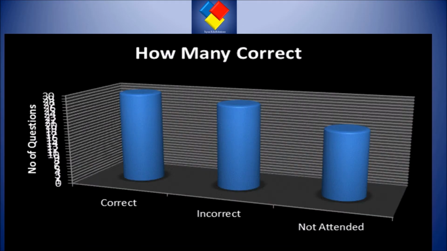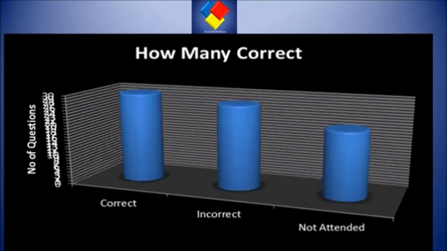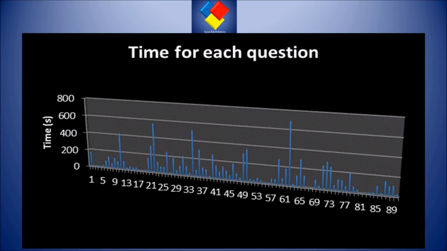Now this graph is very important. It shows the incorrect part of the test, and it is very important to bring down the incorrect part because it gives the negative marks.